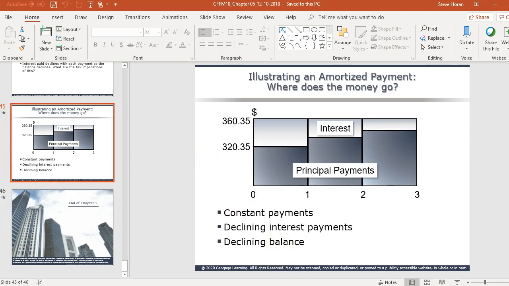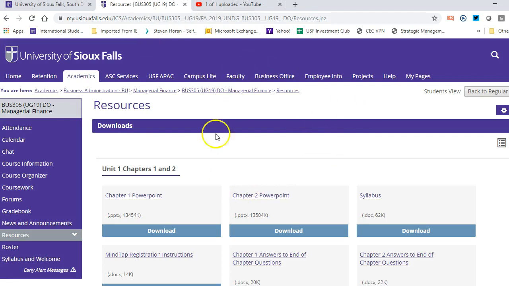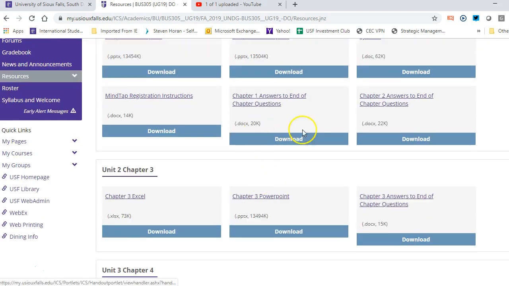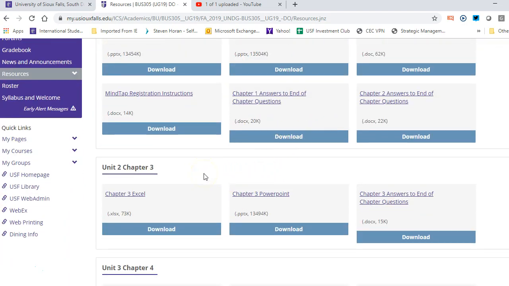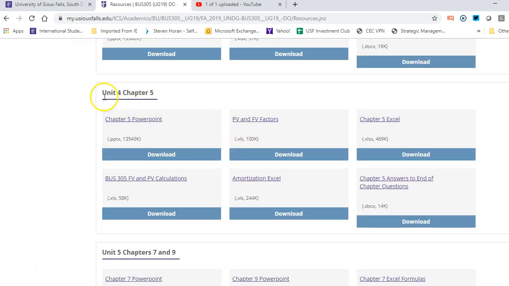Now I want to show you an Excel file. So I'm going to go back and show you where this came from. Let me go to right here. This is just our class in the resources tab. And this is where I have all the PowerPoints, the syllabus, the answers to the questions from the back of the chapters. All that good stuff is here. Then under chapter 5, so unit 4, chapter 5, is this file right here. And I've got an example of an amortization table right here if you want to take a look at one.